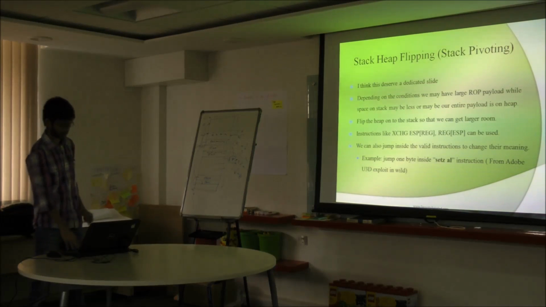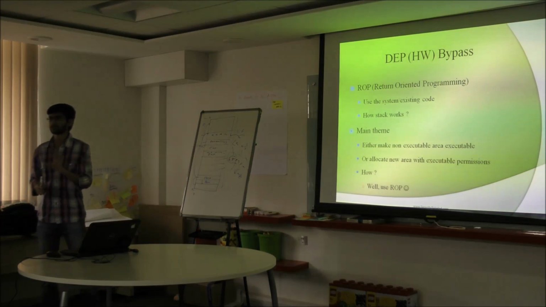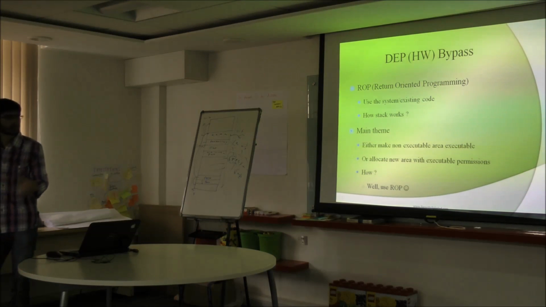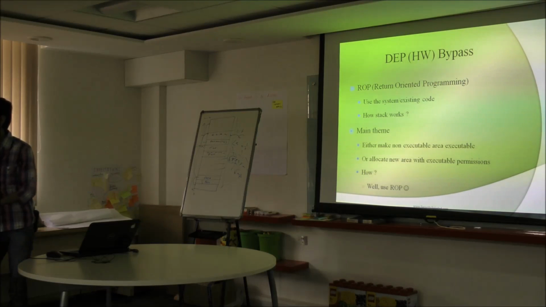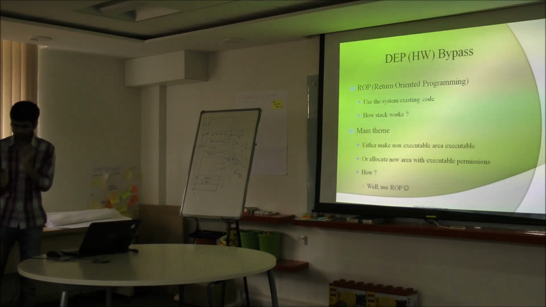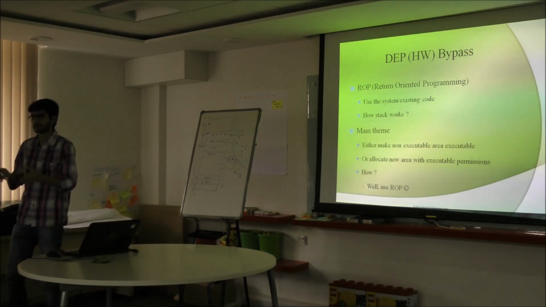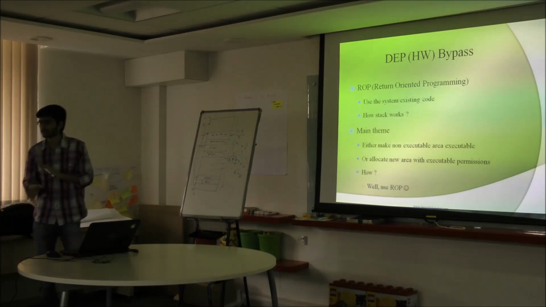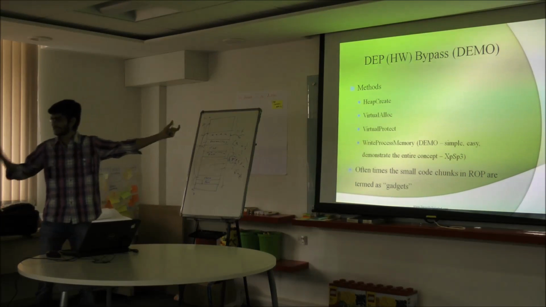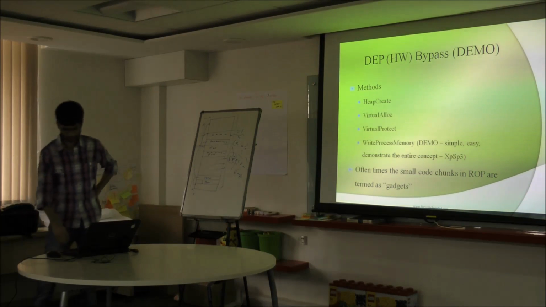Actually, I forgot the main theme. The theme was that we cannot execute from the non-executable area. So the idea is to either make the non-executable area executable, or allocate a new area with executable permission. With heap spray, even if we cannot execute, we have to use some logic with APIs like HeapAlloc, HeapCreate, VirtualAlloc, and VirtualProtect. VirtualProtect changes the permission, and VirtualAlloc and HeapCreate give me executable permission if I want to allocate a new area.